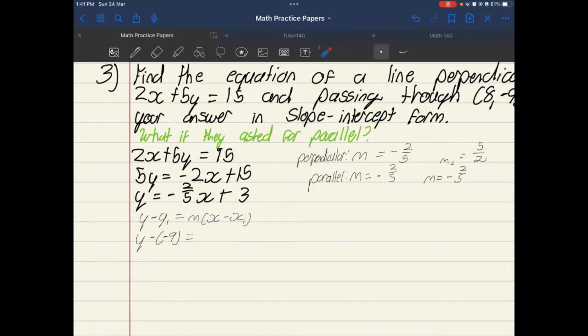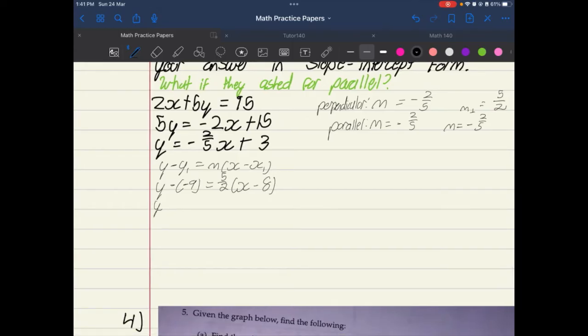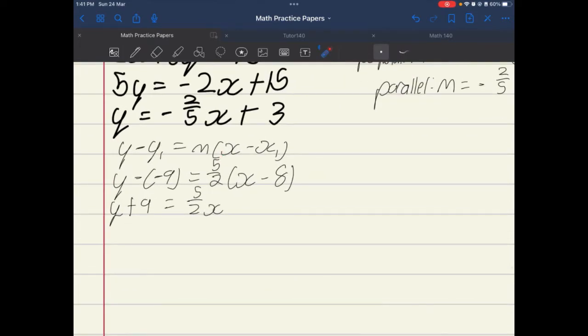Equals m. We're looking for a perpendicular line, so we use 5 over 2. If we're looking for a parallel line, we would use the same slope. We're looking for a perpendicular, so we use 5 over 2. X minus x1 is 8. So y, and negative times negative is a positive, so it's y plus 9 equals 5 over 2 x minus, and then we have 5 over 2 times negative 8. So 8 times 5 is 40, so that'd be negative 40 over 2. Negative 40 over 2 is just negative 20.